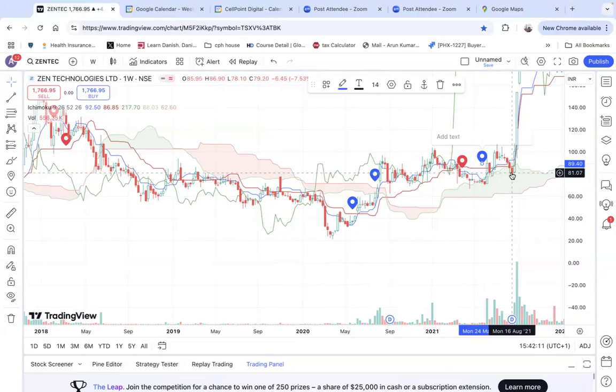So this is an assessment you make. In case you are strictly following this, then you would have sold here, because the price is coming below the cloud here, or not below the cloud, it is entering the cloud. But the next week itself, again it goes high.